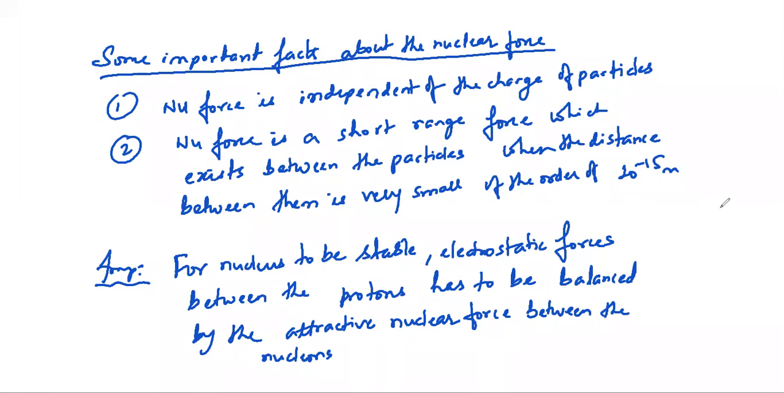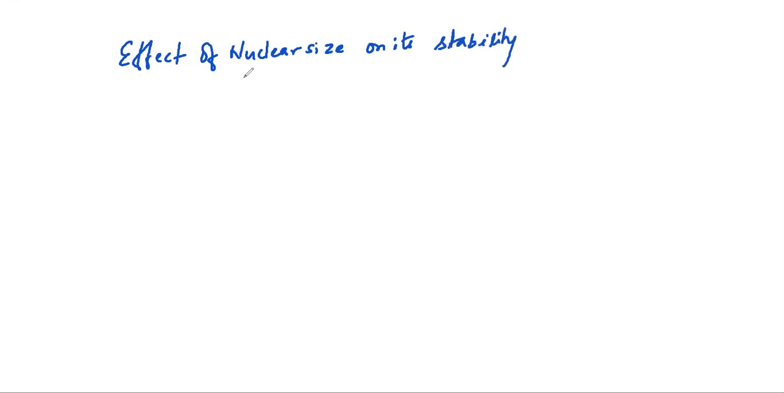So the next point is the effect of nuclear size on its stability. We'll discuss that. If the nucleus is bigger or smaller, what will happen? So the effect of nuclear size on its stability is what we'll discuss now.